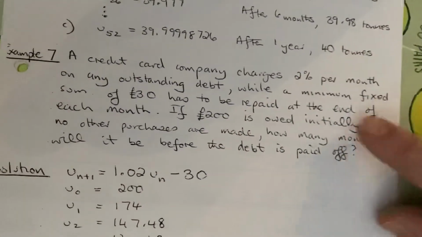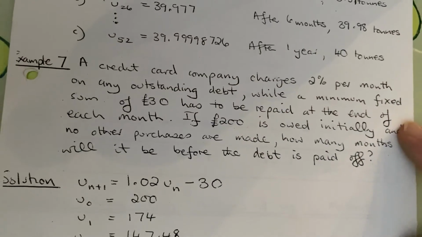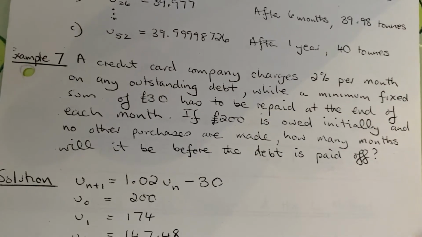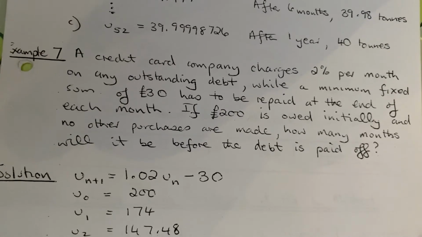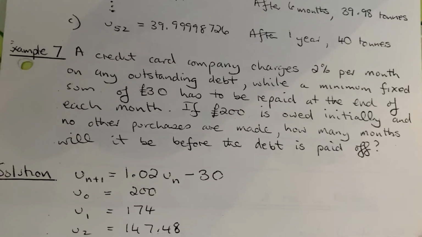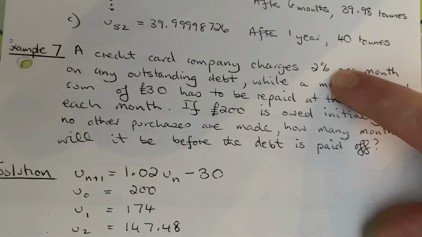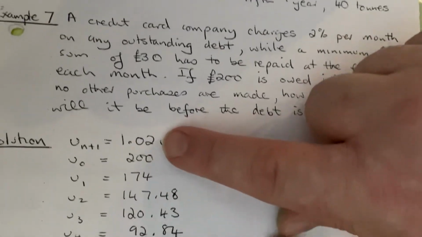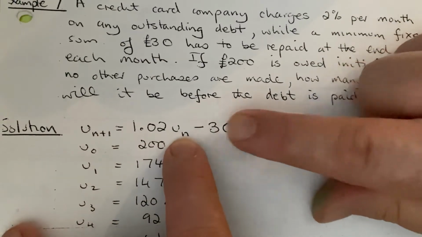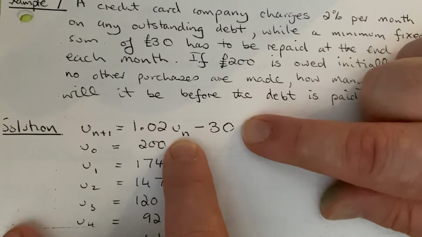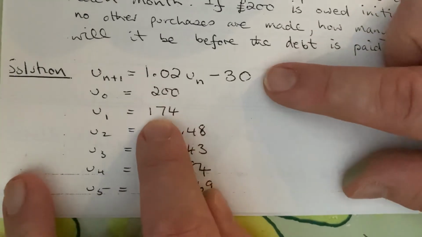Similarly, for the next one, a credit card company charges 2% per month on any outstanding debt, while a minimum fixed sum of £30 has to be repaid at the end of each month. If £200 is owed initially and no other purchases are made, how many months will it be before the debt is paid off? So it's adding 2%, so it's 102%, which is 1.02, which is what our multiplier is here. So Un+1 is 1.02 Un, but we're paying off, so minus 30. The initial debt is 200, so we do 1.02 times 200, then take away 30.